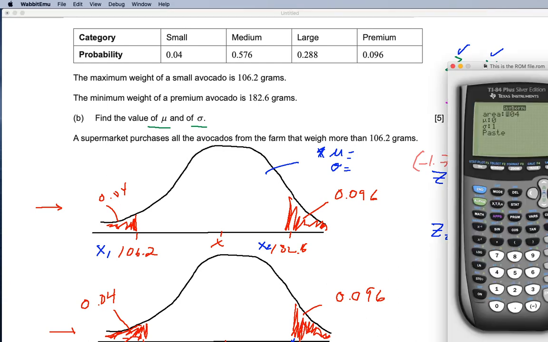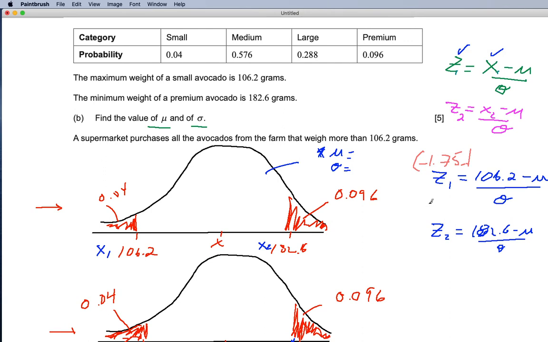But because my calculator doesn't have that, I have to go 100% of this, subtract the amount here, which is 0.096. So what that's going to do is fill in this area all the way up to the Z value, and it's going to output it. If I do that, I have 1.304. So here is going to be 1.304.